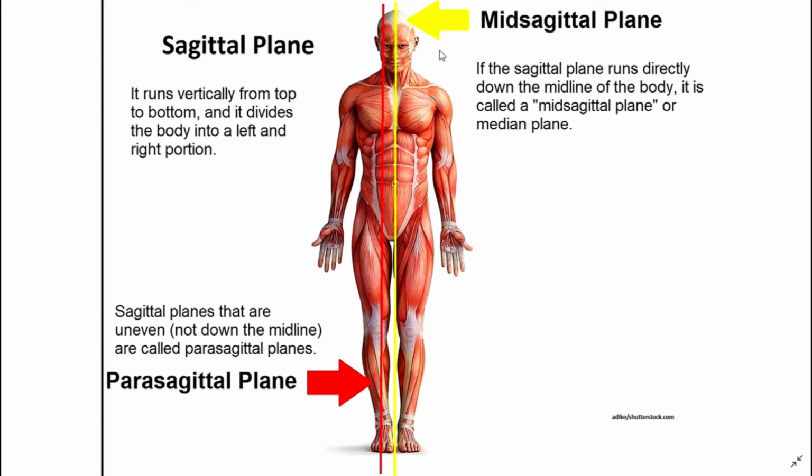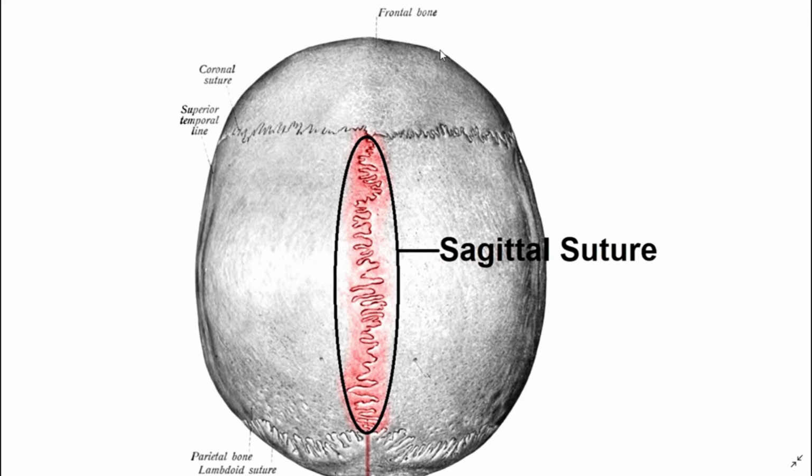Sagittal plane, it is also divided into two parts, mid-sagittal plane and parasagittal plane. If the sagittal plane runs directly down the midline of the body, it is called a mid-sagittal plane or median plane. Sagittal planes that are uneven, not down the midline, are called parasagittal planes.